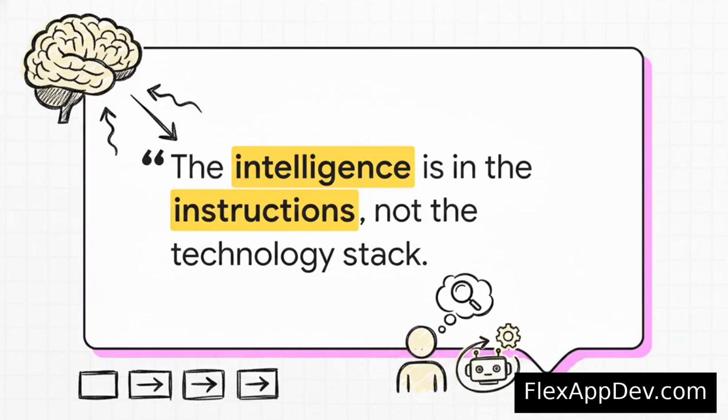I absolutely love this quote, and it goes like this. The intelligence is in the instructions, not the technology stack. This is literally a game changer, because it proves that a thoughtfully designed, plain English workflow will always outperform a messy system that's just masked with complex, expensive technical integrations. The takeaway? If you can write out a clear process, you can absolutely build an agent.